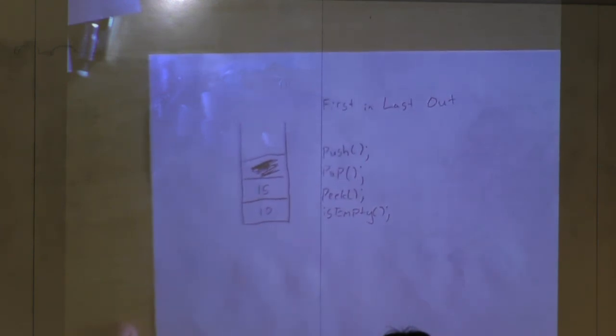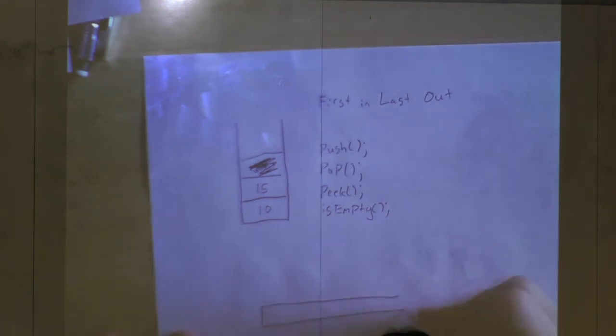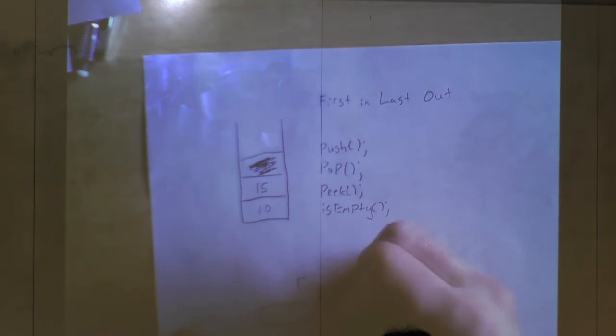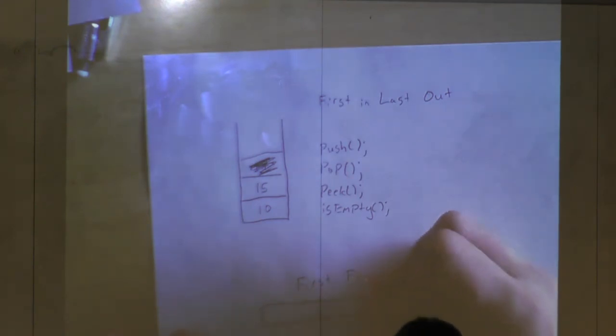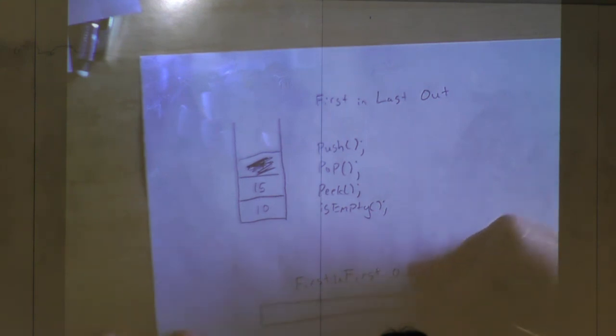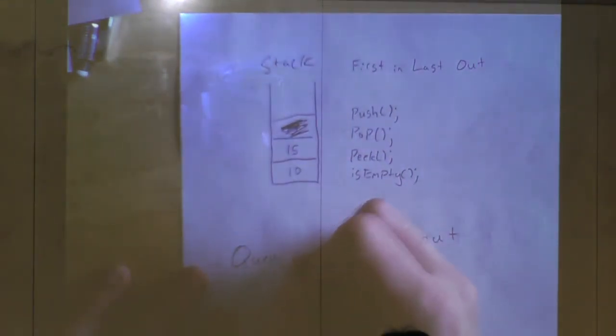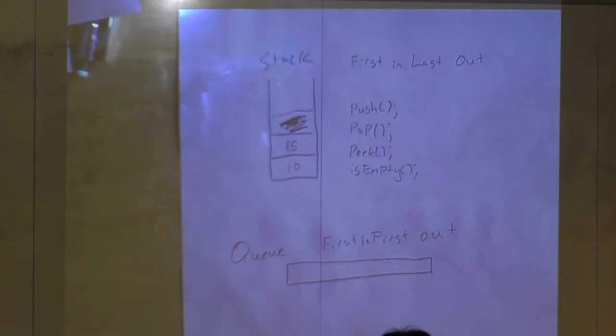Now, if we look at queues, queues are usually just represented like this, as a sideways array. So in contrast to the first one, queues are first in, first out. And so this is a stack. The queue is first in, first out.